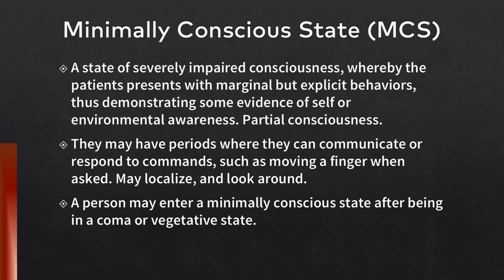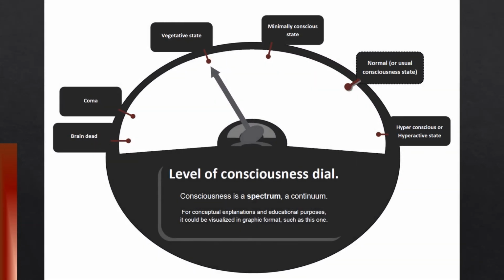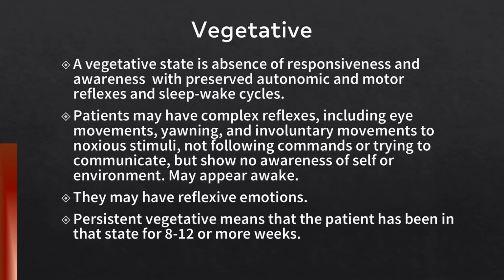In the vegetative state, which is different than persistent vegetative state, there is absence of responsiveness and awareness with preserved autonomic and motor reflexes and sleep-wake cycles. Patients may have complex reflexes, including eye movements, yawning, and involuntary movements to noxious stimuli, not following commands or trying to communicate, but show no awareness of self or environment. They may appear awake. They may have reflexive emotions. The patient has automatic functions that may include sleep-wake cycles. Persistent vegetative means that the patient has been in that state for 8 to 12 or more weeks.